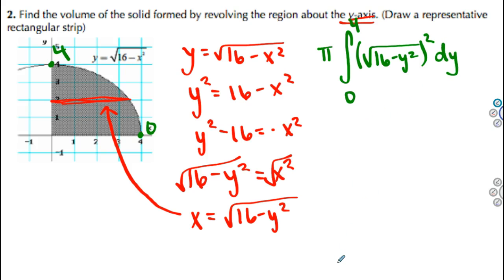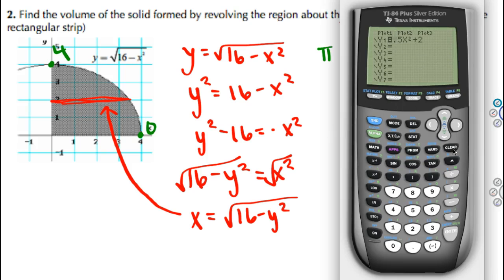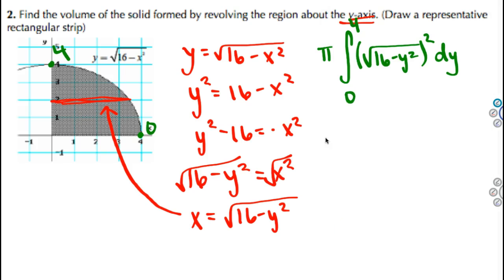So as I go ahead and put this in my graphing calculator, again I'm going to go to Y1, clear that out, the square root of 16 minus x squared. When you put it in your calculator you input it as x because your calculator cannot do y as an input, so we just input it as x. Second enter brings it back up for me. So I'm going to go 0 to 4. I get 134.041. So this would be 134.041.